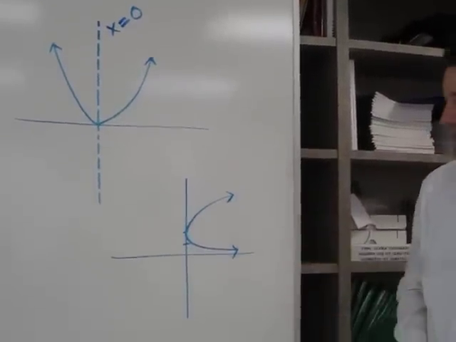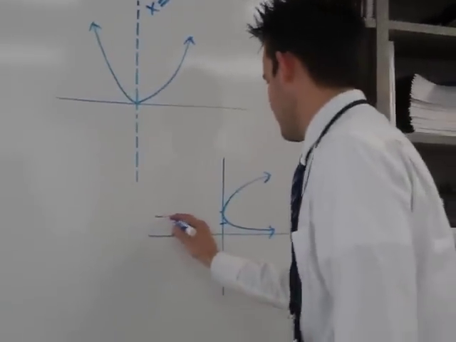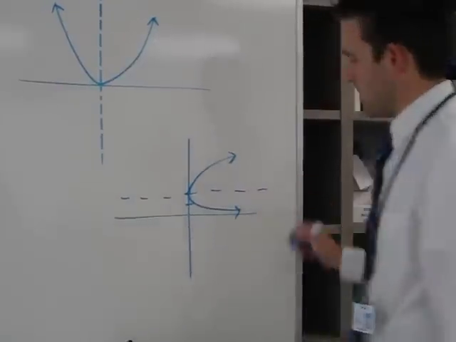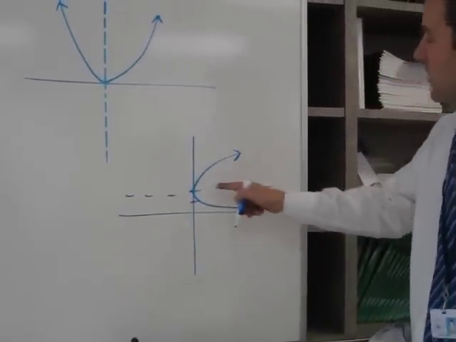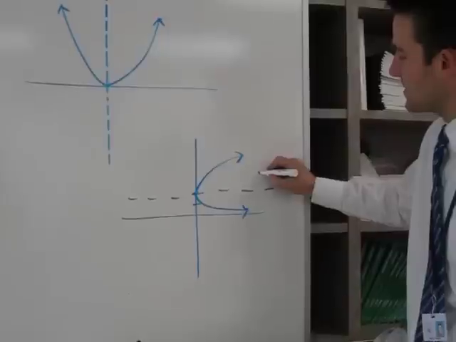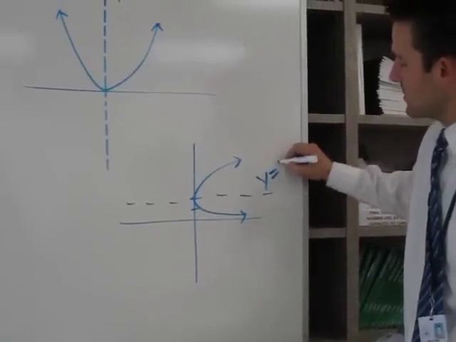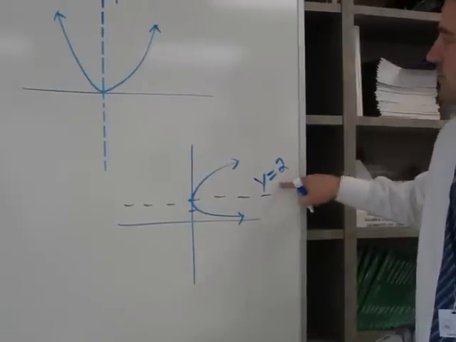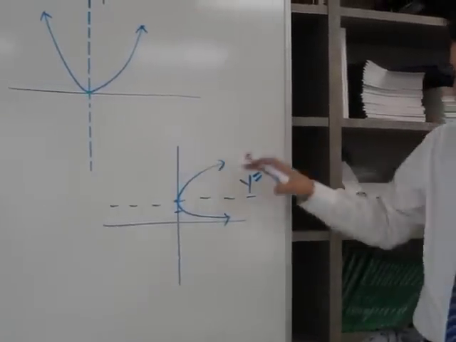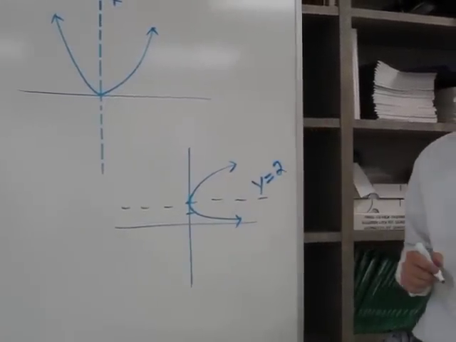Now down on this one we have a horizontal line of symmetry at 1, 2. So this horizontal line of symmetry is y equals 2. Y equals 2 and x equals 0. In these two cases, those are our lines of symmetry.